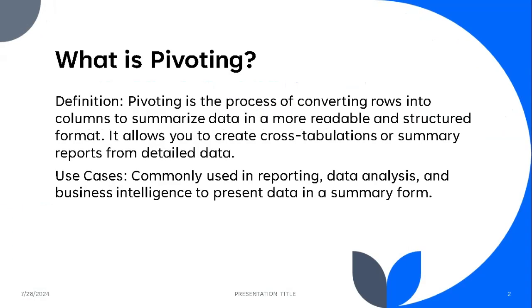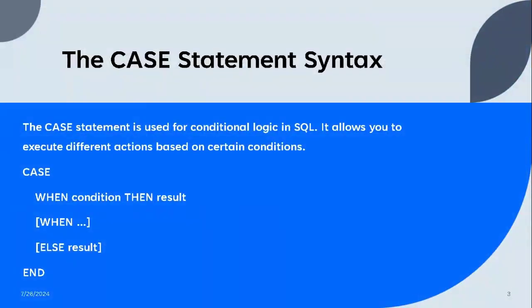In simple terms, pivoting means converting data from a vertical format to a horizontal one. Imagine you have a table showing sales data from different products over several months. Pivoting allows you to transform this data so that each month becomes a column and each product remains a row, making it easier to see the monthly sales trends. So we will do the pivoting of the data using the case statement syntax.